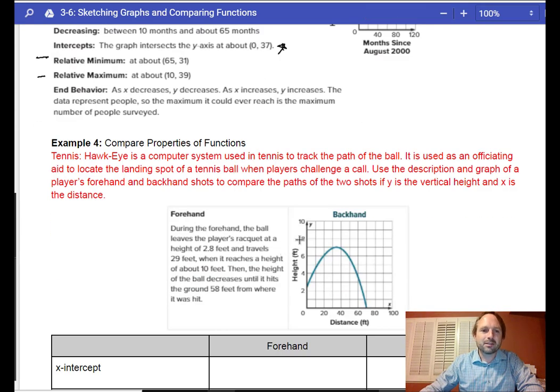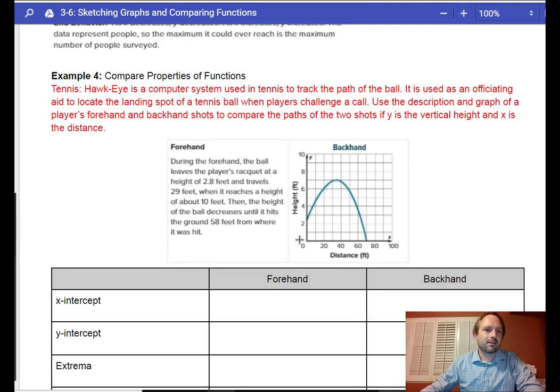Compare properties of functions. Tennis. Hawkeye is a computer system used in tennis to track the path of the ball. It is used as an officiating aid to locate the landing spot of a tennis ball when players challenge a call. Use the description and graph of a player's forehand and backhand shots to compare the paths of the two shots, if y is the vertical height and x is the distance.